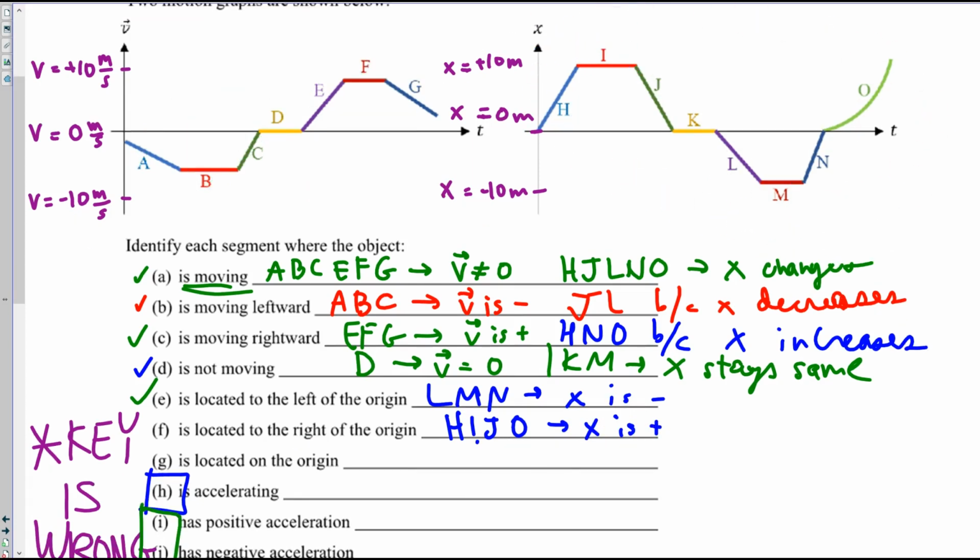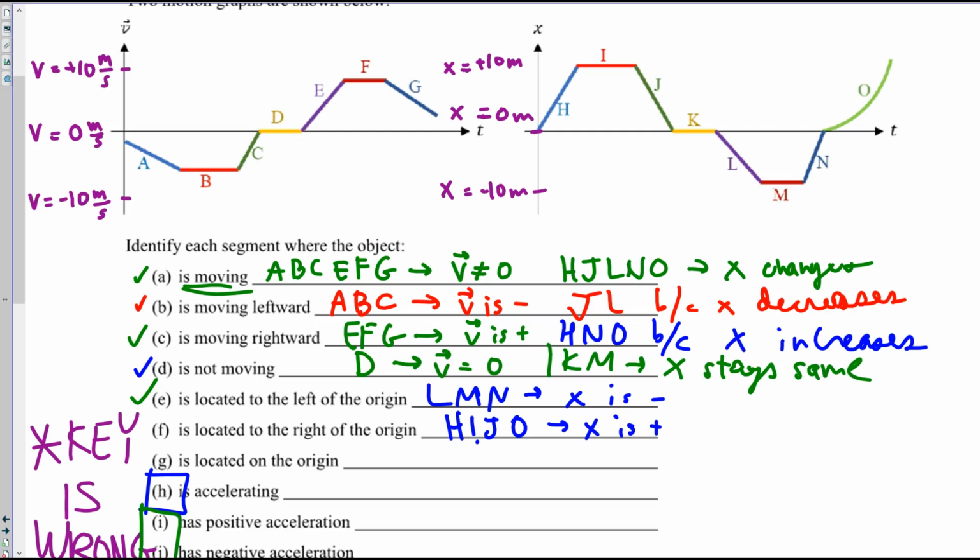So just to clarify, a negative position means you're located to the left. A negative velocity means you're moving to the left. The negative sign means left, but it has different implications. Here, you're just standing to the left of some reference. Here, you're actually traveling or moving to the left.